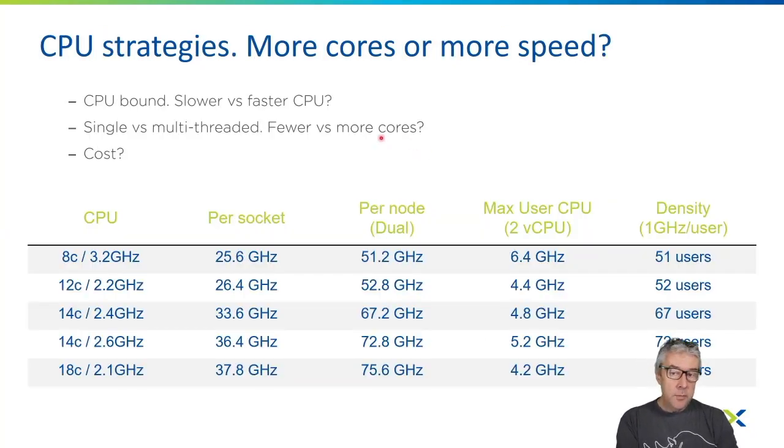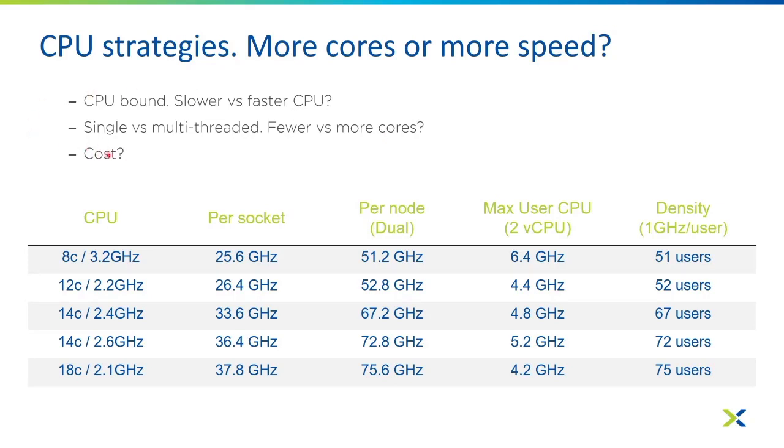Then we need to look at CPU strategies. The question here is, do I need more cores or more speed? To understand that, again, goes back to one of the original statements. Understand the application set. Are those applications CPU bound? Does it require a faster CPU to benefit that application? Are those applications single-threaded or multi-threaded? If they're multi-threaded, a more modern application, I can create a desktop group or a user group for those multi-threaded applications. So that addresses the question, do I need fewer versus more cores?